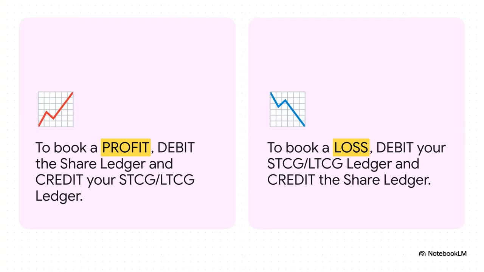Right after you've made your main sales entry, you need one final quick journal entry to make the outcome official. Think of it like this. If you made a profit, you're just moving that money out of the shares account and into your capital gains account. If you made a loss, you do the reverse. This is the entry that officially zeroes out that investment and puts the final result on your books.